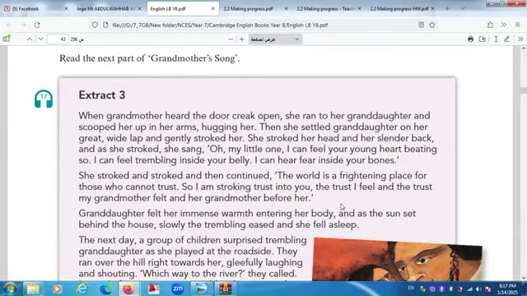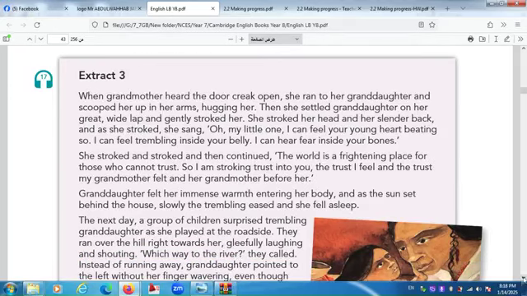Remember that we talked in extract 1 and 2 about the grandmother's song. We talked about the character of the grandmother and we contrasted her to the character of the granddaughter. We said that the grandmother is rooted, old, experienced, tough, wise, while the granddaughter is young, fragile, weak, with no experience.